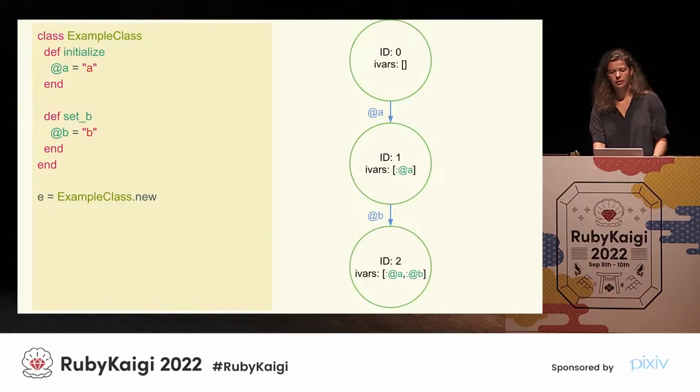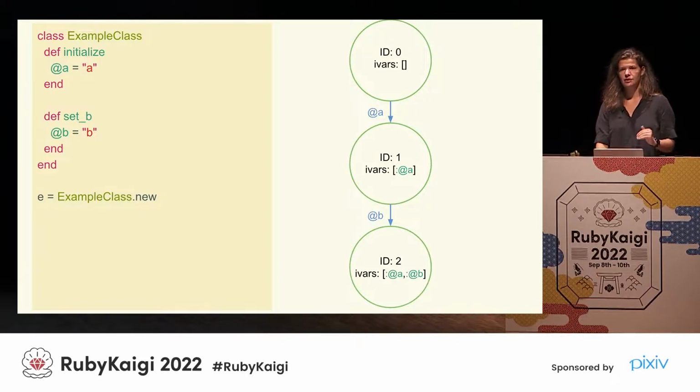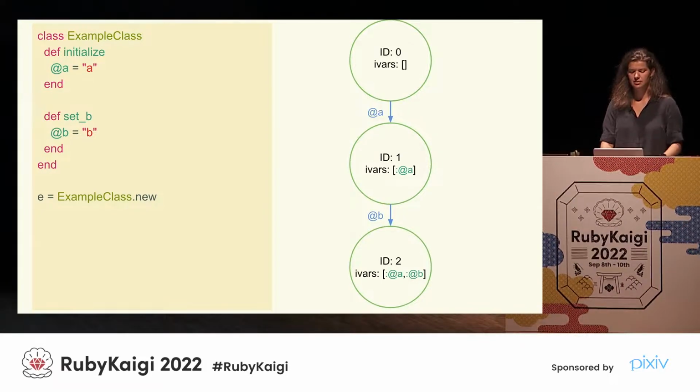It's also important to note here that, say, instead of setting both A and B within the initialize method, we had the initialize method which just set the instance variable A, and then this descriptive method that sets B.